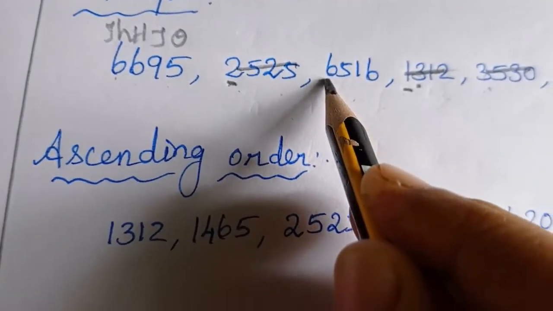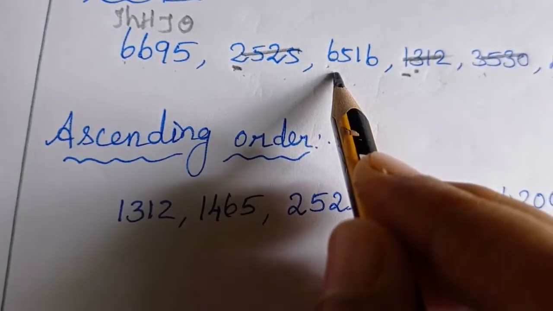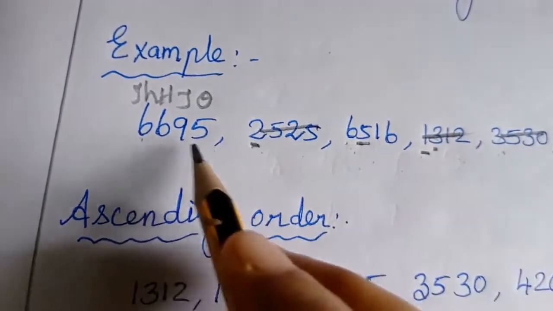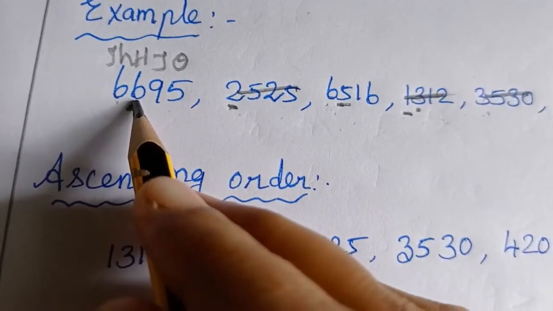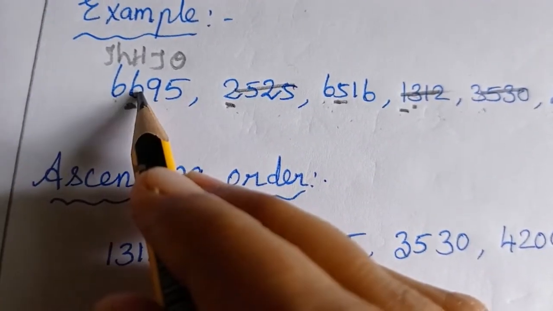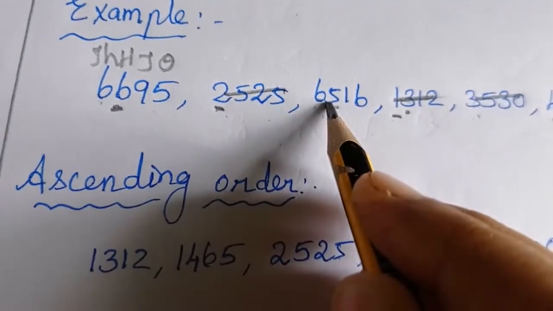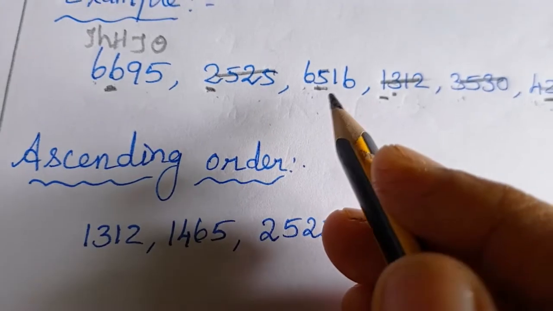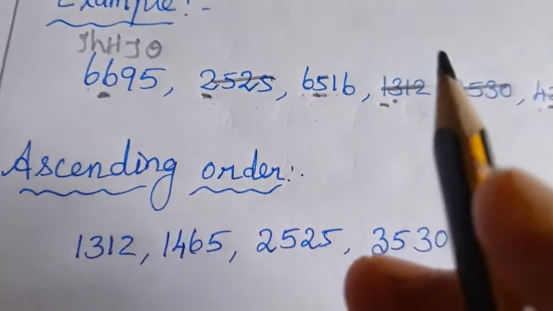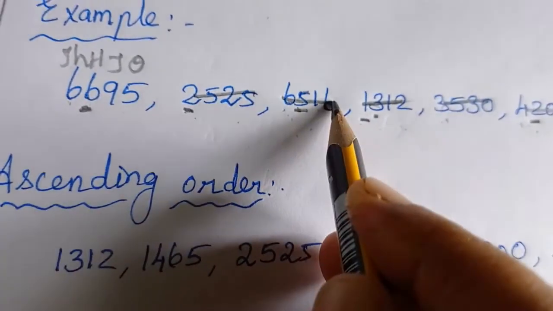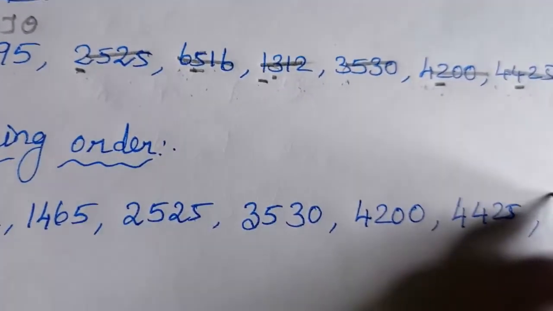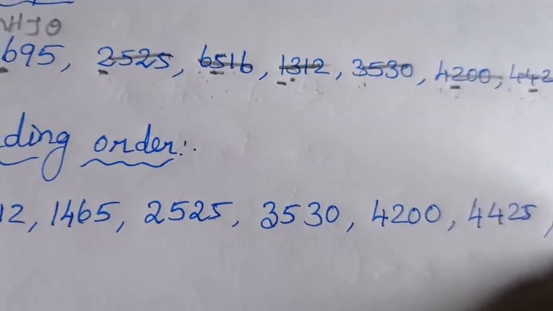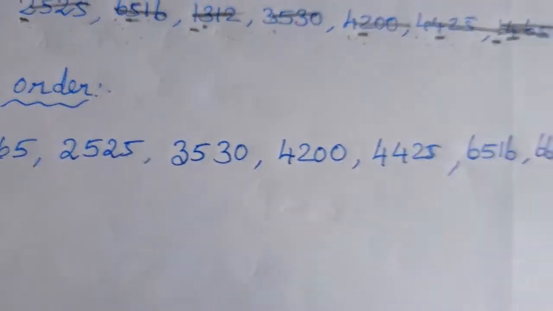Here also the two numbers have the same 1000 place value, so check their 100 place values. This number's 100 place value is 6 and this number's 100 place value is 5. So which one is smaller, 5 or 6? Yeah, 5 is the smaller one, so you can write 6516 and the last number is 6695.